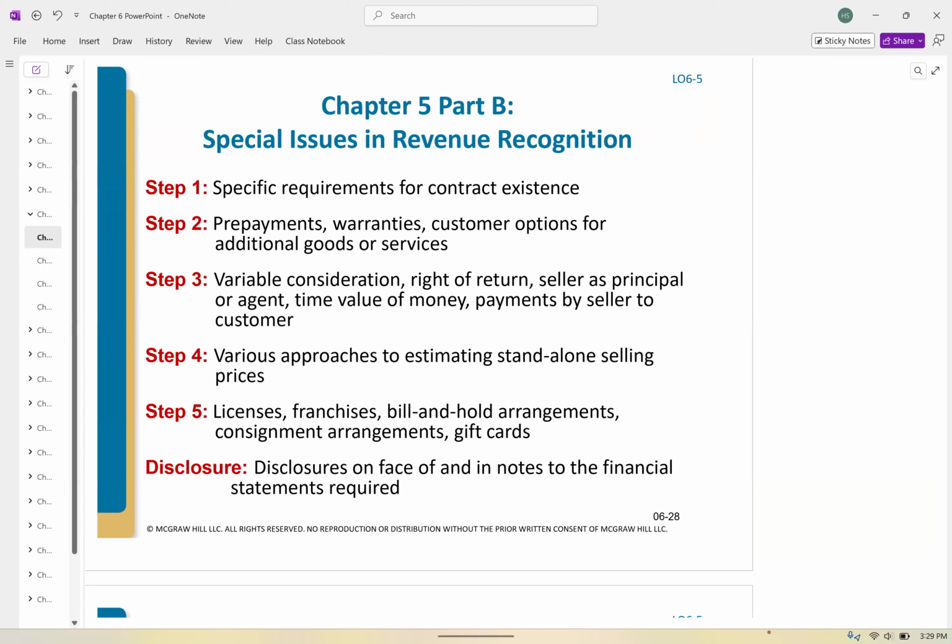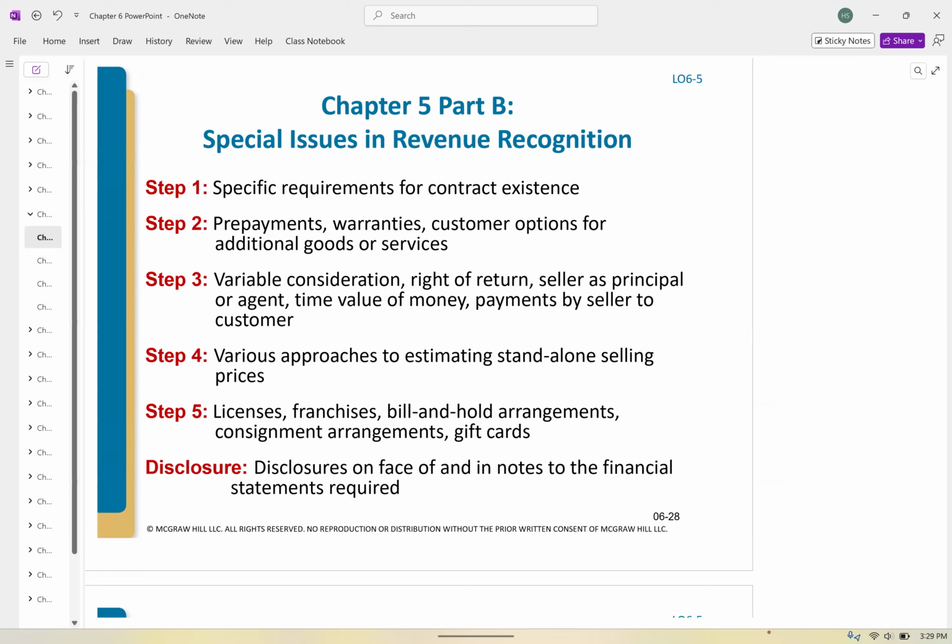Some of y'all are probably in legal environment of business right now. Some contracts have to be in writing. Some contracts don't have to be in writing. There could be prepayments, warranties, customers' options for additional goods or services. It could be any of that.